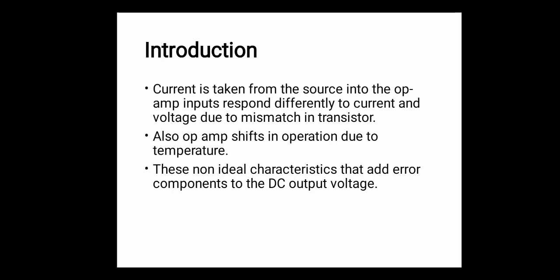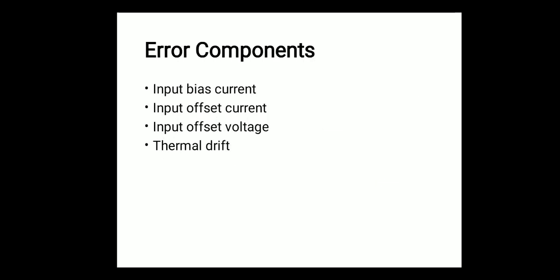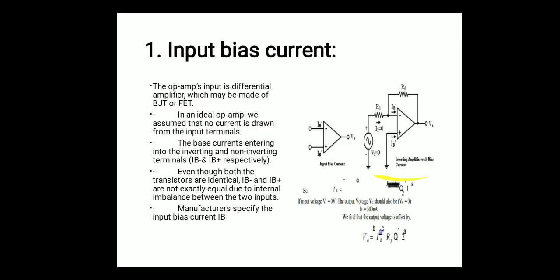Also, the op-amp shifts in operation due to its temperature. These non-ideal components add error to the DC output voltage. So the error components are input bias current, input offset current, input offset voltage, and the thermal drift.